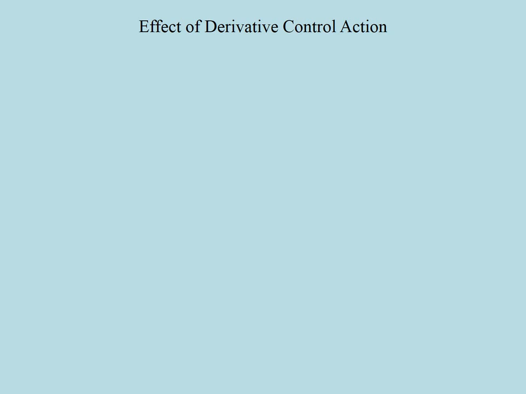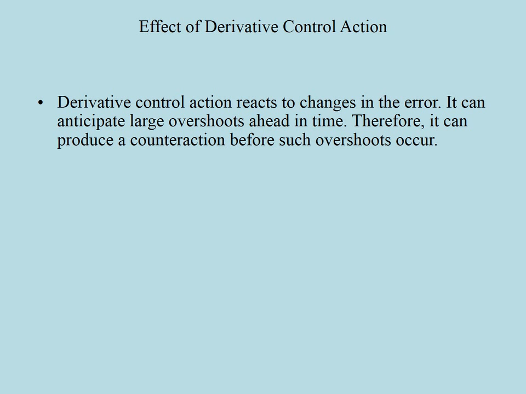What about the derivative control action? Well, derivative action reacts to instantaneous changes in the error. By using it, it is possible to anticipate large overshoots ahead in time. Therefore, it can increase the control effort and can produce a counteraction before such overshoots occur. Nevertheless, also keep in mind that ideal implementation of derivative control action is not possible.